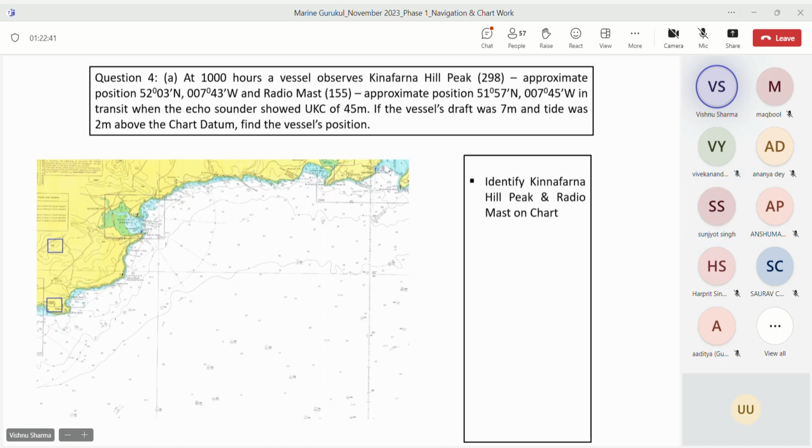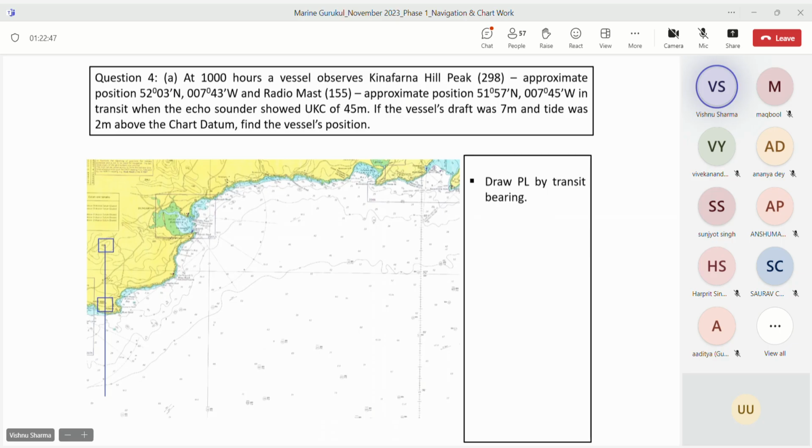Identify Kinfarna, Hill Peak, and Radio Mast. You don't have to write this. So we have identified them. Now, I'm sure you'll agree this is the PL by transit bearing. Yes or no? Okay.